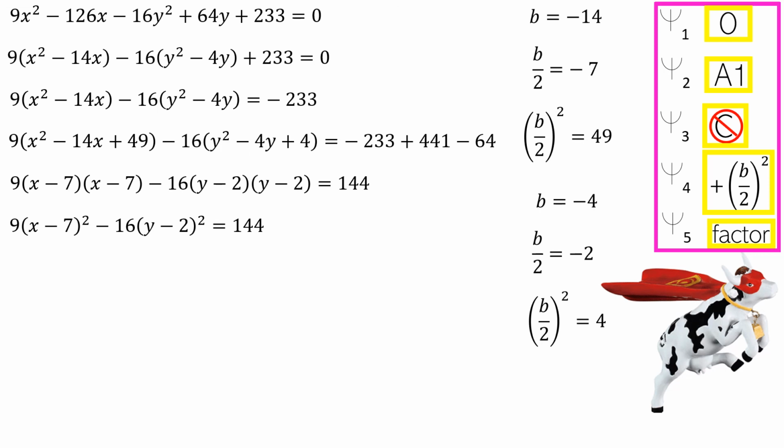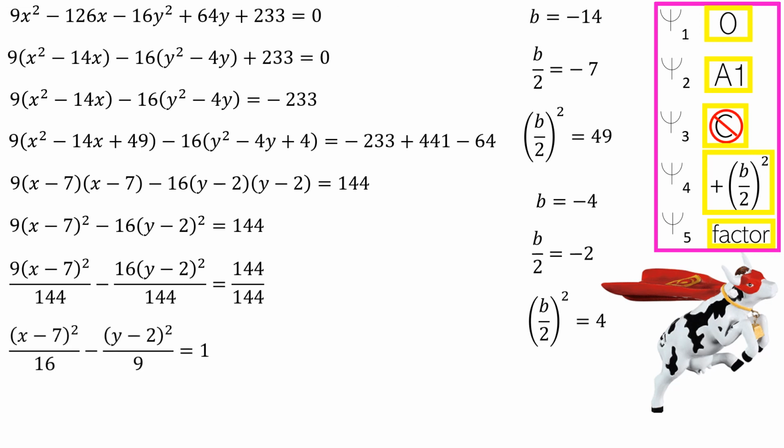So we've completed the square, but the ellipse is supposed to be set equal to 1. Divide everything by 144. And of course, because 9 times 16 is 144, the fractions reduce quite nicely. Right? 9 over 144 is the same as 1 over 16. 16 over 144 is the same as 1 over 9. Now we are written correctly in standard form.